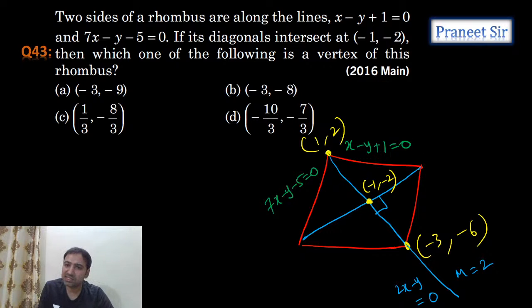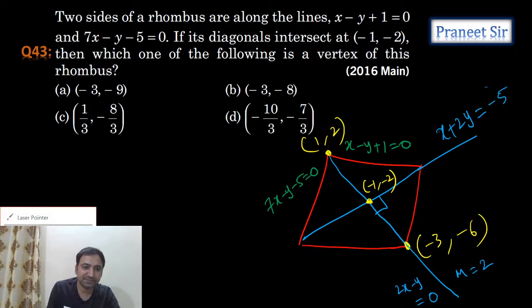Then what about the other equation, guys? It should be perpendicular. Why? Because the diagonals are perpendicular. So can I say that this line is x plus 2y equals, substituting this particular point, minus 1 minus 4, which is minus 5. Okay. Now if I solve these two lines, we'll get this point, right?